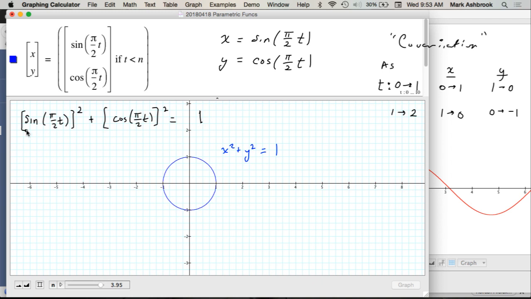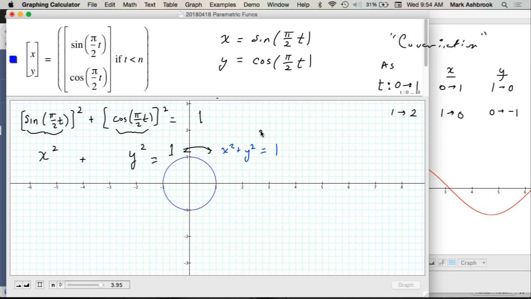But what is that thing that I squared? What is sine of pi over 2 t? X. It's x, isn't it? And what is cosine of pi over 2 t? Y, right? So this equation right here, which we know is true as a trig identity, is the same thing as saying that x squared plus y squared equals 1, and that's what you told me the equation of the circle was.